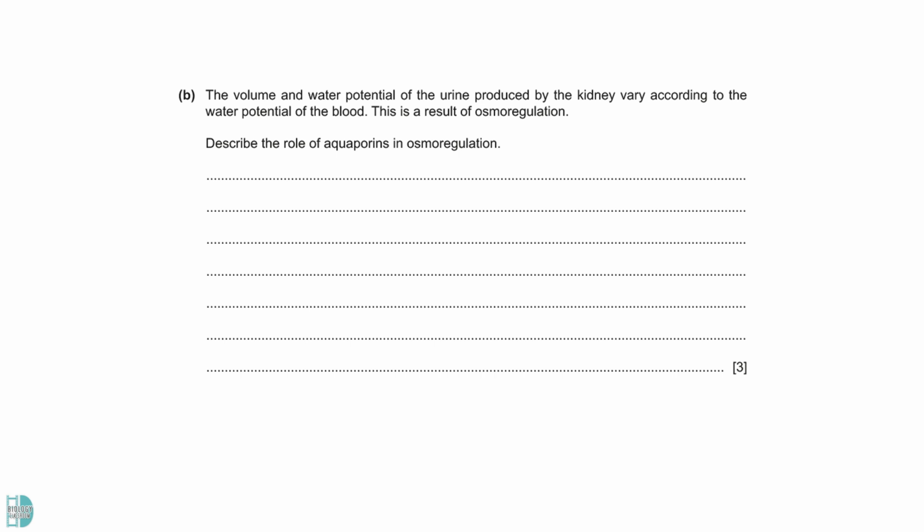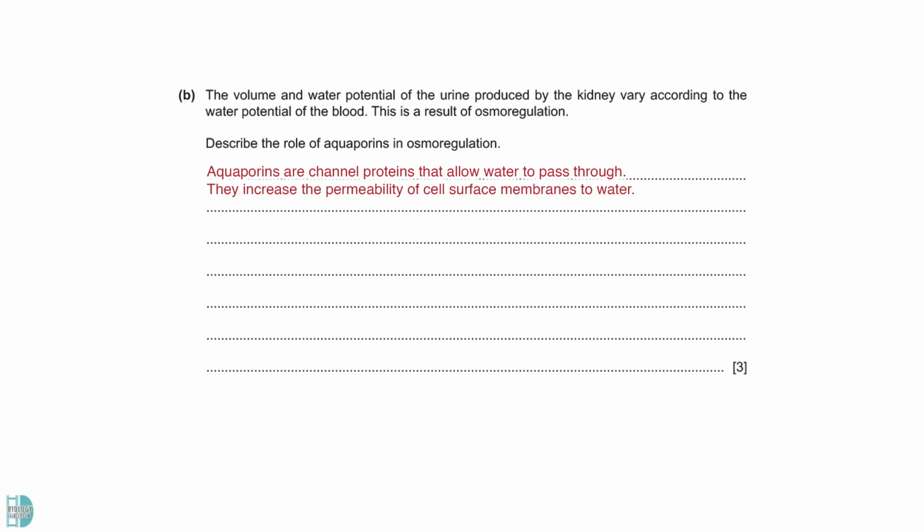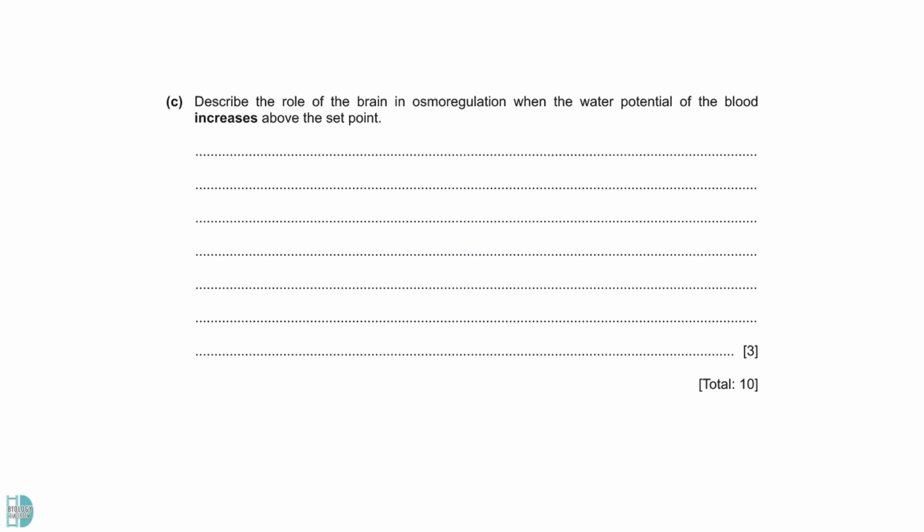B. Describe the role of aquaporins in osmoregulation. Aquaporins are channel proteins that allow water to pass through. Their presence can increase the permeability of cell surface membranes to water. The target cells are the collecting duct cells. They allow water to be reabsorbed. In other words, water moves into tissue fluid or blood from the filtrate.